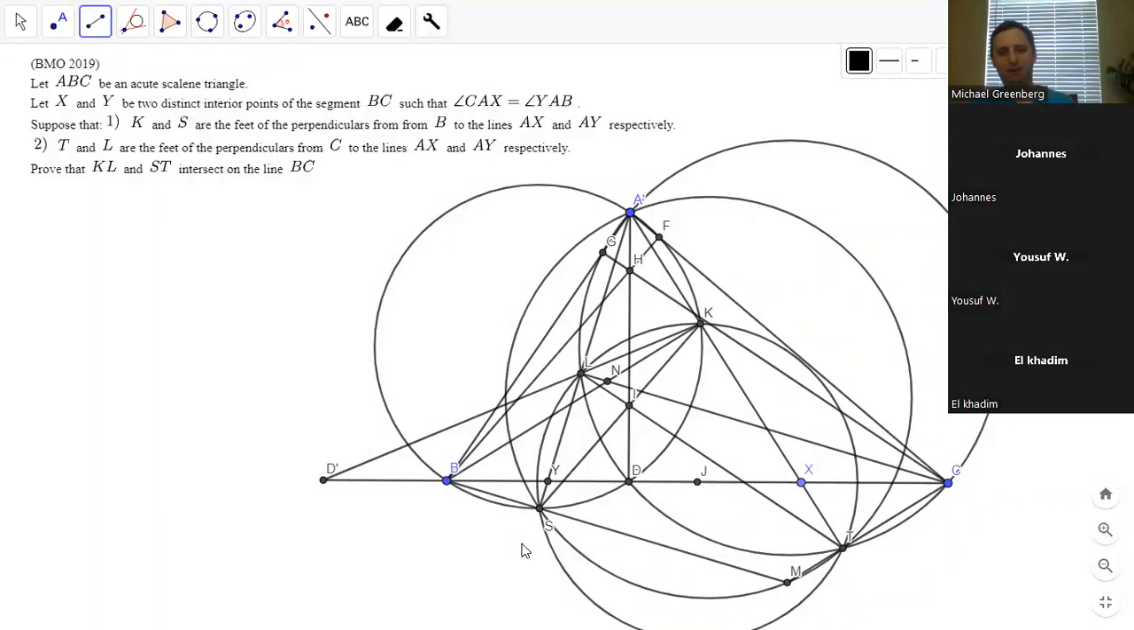And then I think what we end up with is BY over YC times BX over XC, and we want to show that that's AB squared over AC squared. And that's just well known. That's just true, because these are isogonal. All right.